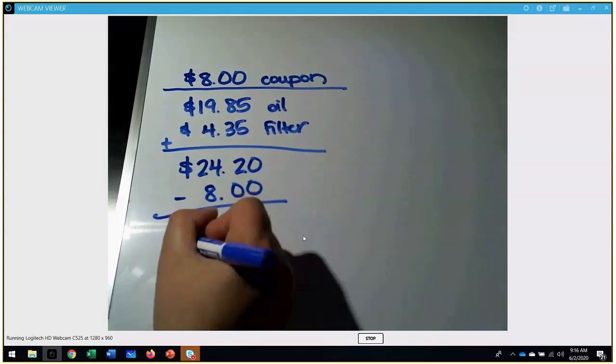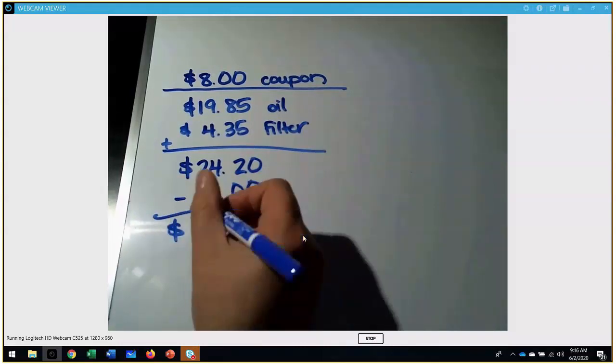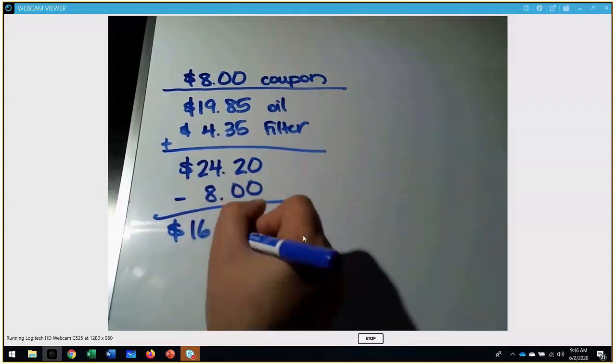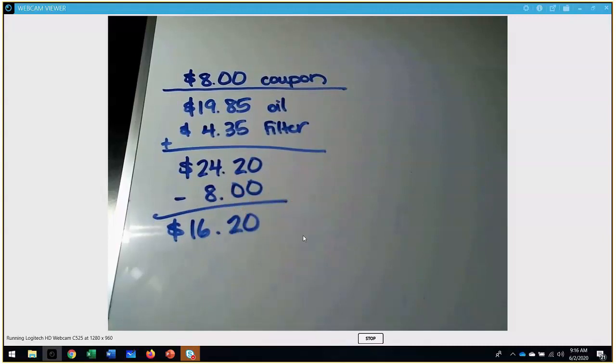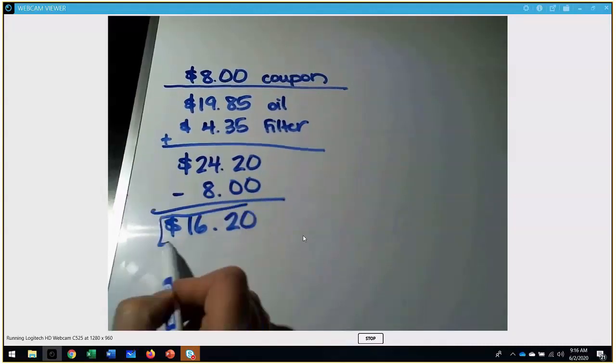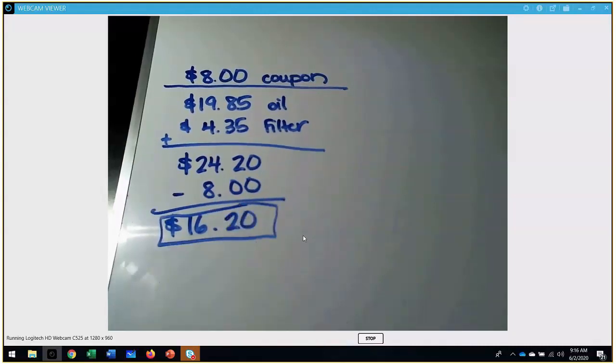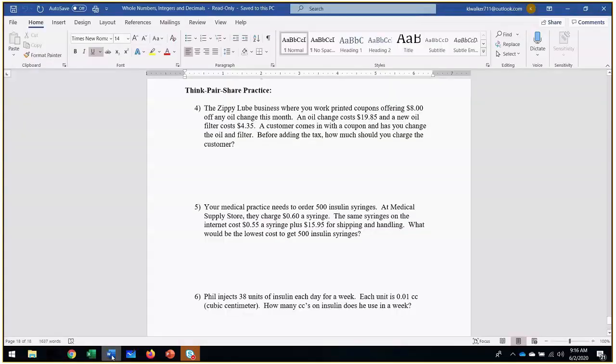is $16.20. Right. 24 minus 8, $16.20. That's it. That's literally it. If you've ever been to the store before in your entire life, I'm sure you'd be able to figure something like that one out. That one's not too bad.